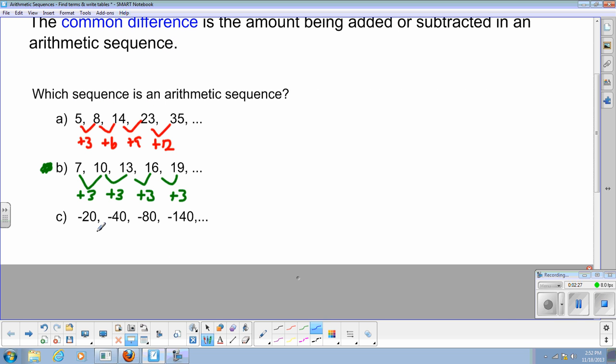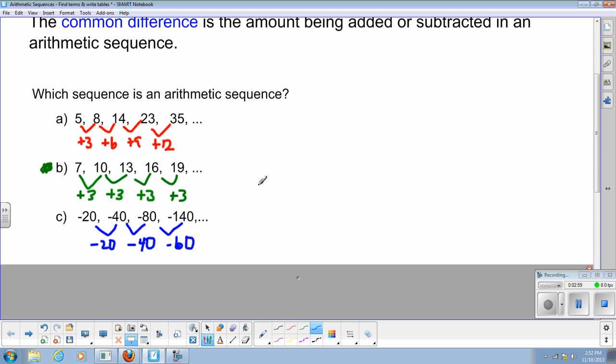Our last one, letter C, negative 20, negative 40, negative 80, negative 140. Well, that's minus 20. From negative 40 to negative 80, that's minus 40. Negative 80 to negative 140, minus 60. This one is always subtracting, but isn't subtracting the same amount each time. So therefore, letter B is the only one that's arithmetic, because I'm always adding 3.